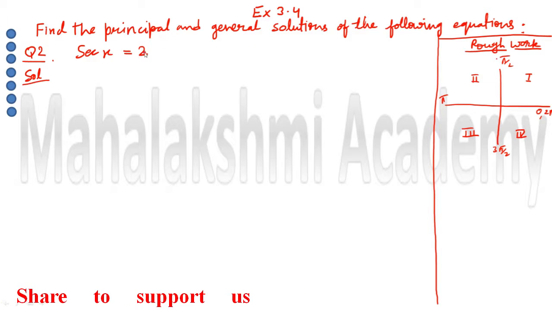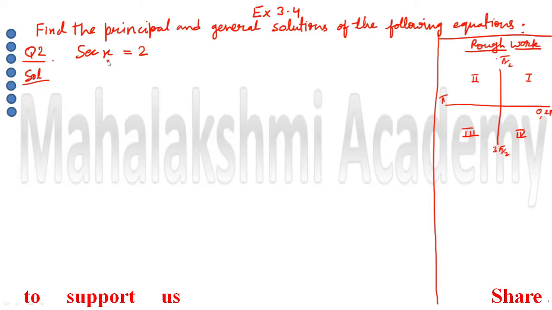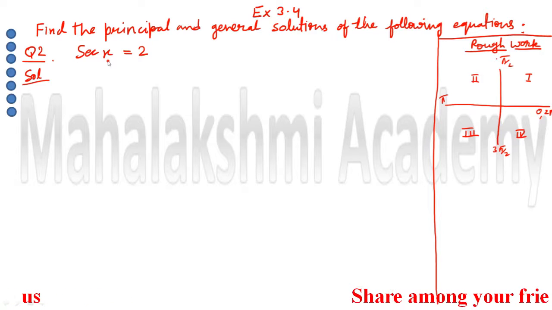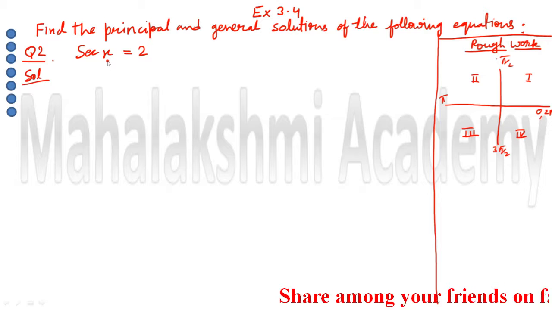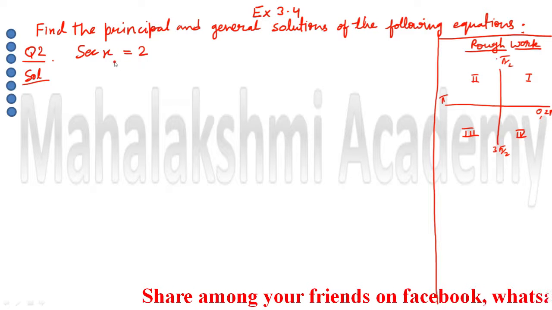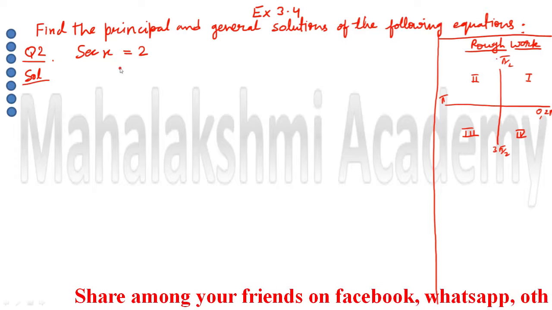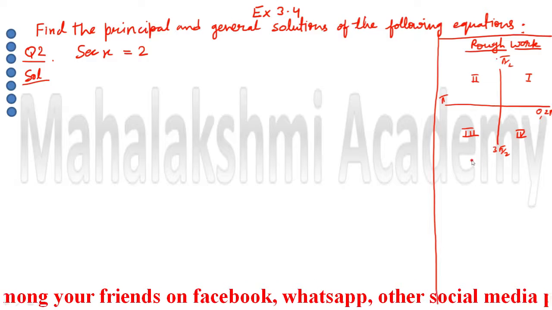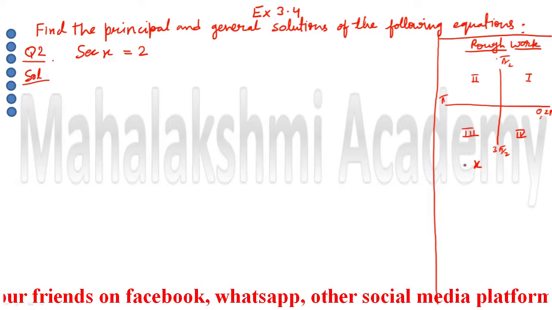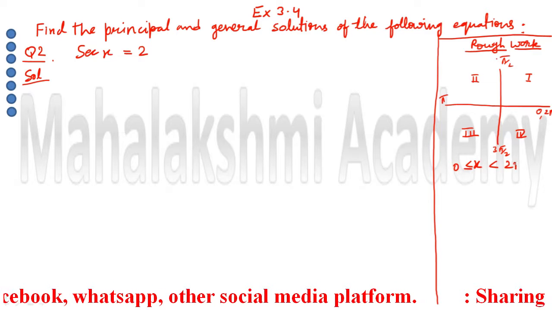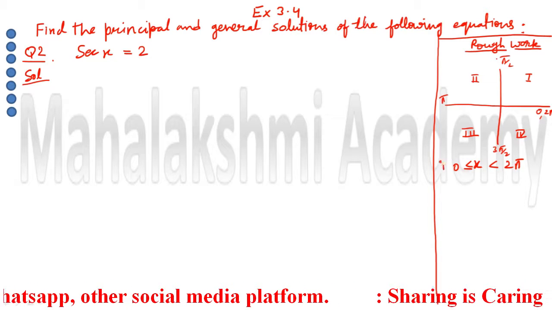Principal solutions means the values of x which we calculate in the given equation should belong between 0 and 2 pi. So what I said, the values of x which belong from 0 to 2 pi. The values of x which are greater than or equal to 0 but less than 2 pi are named as the principal solution.